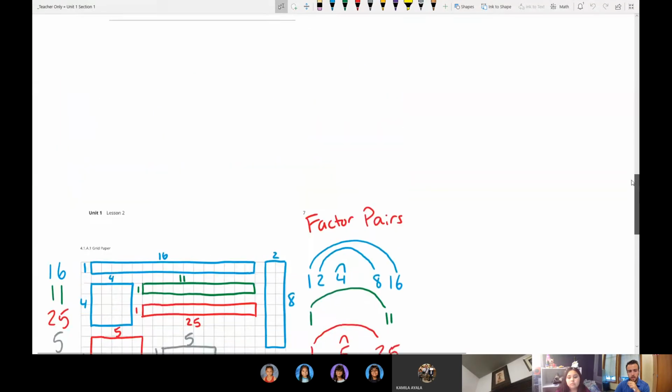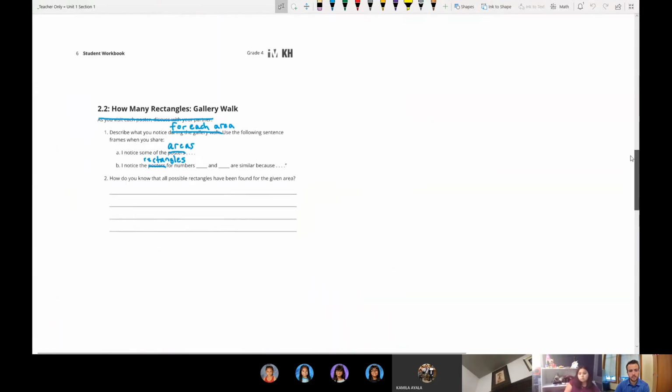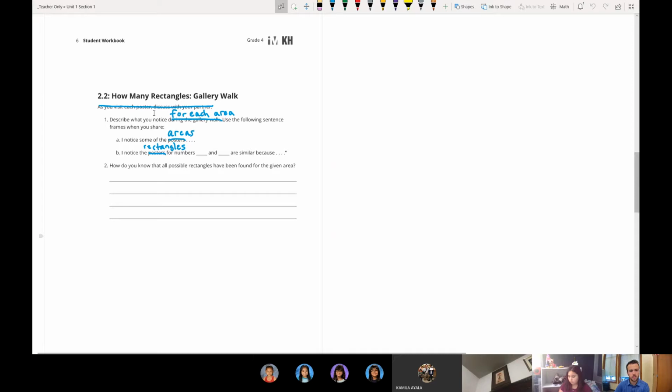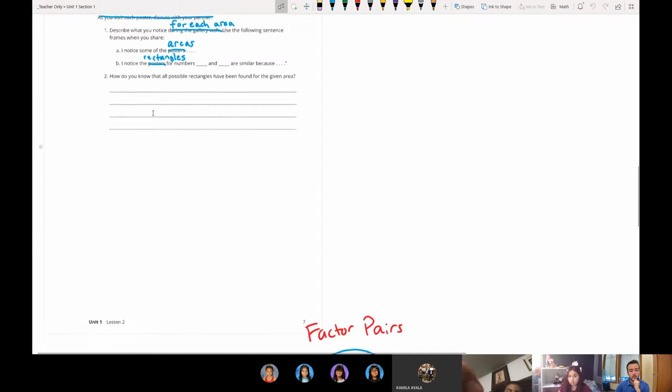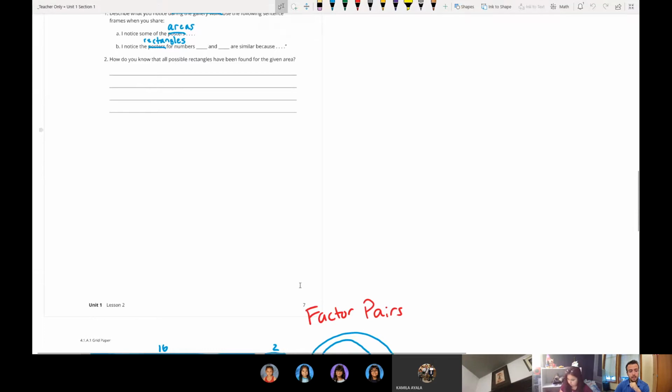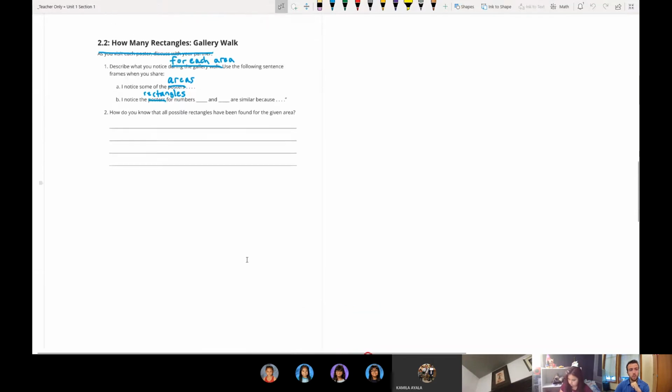Let's go ahead, and if you're in your workbook, page 7 is this next page here. Okay, page 6, or excuse me, it'd be page 9. So if you're in your packet, then yes, it's page 7. If you're in your workbook, it's page 9. And it says, how many rectangles gallery walk?